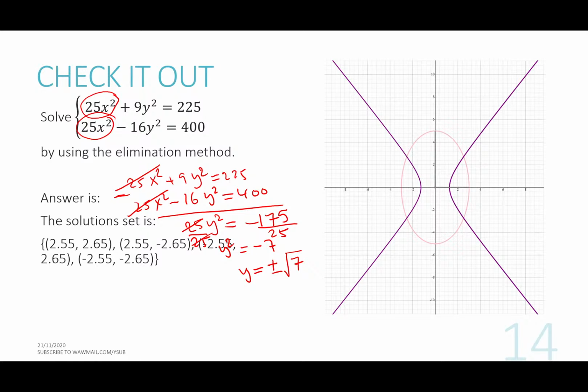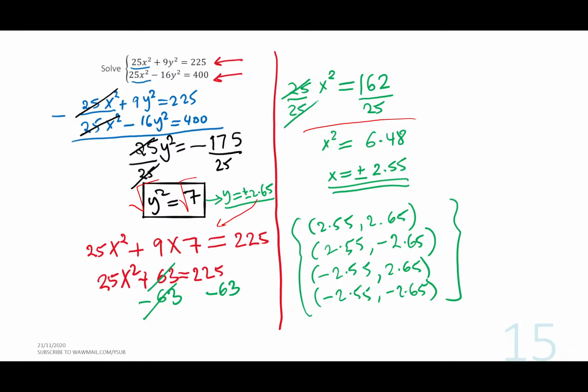and y equals plus or minus 2.65, which is the square root of this, and we substitute this value in the equations, you will get the value of x, which is x squared equals 6.48, and x is the square root of this, which is 2.55. So the points are 2.55 and 2.65, then 2.55 and minus 2.65, because there is plus and minus here and plus and minus here.